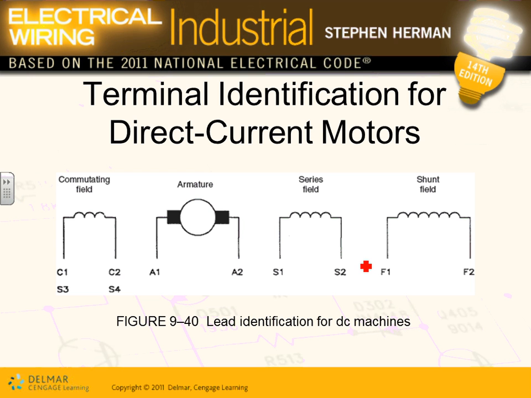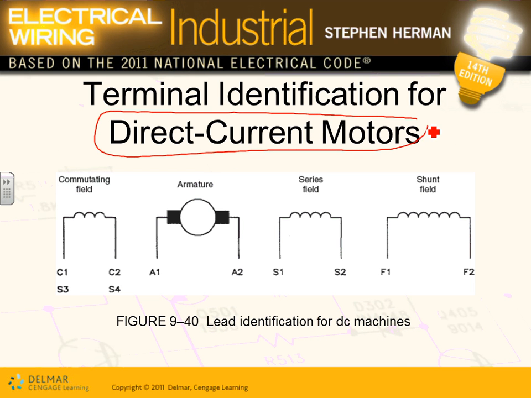If you have DC motors, and you guys also wire a few of them, they come labeled in the following way. The armature comes labeled A1 and A2. This is on the test next week. It will tell you how to label a DC motor. The armature, which is the rotor, comes as A1, A2. The series field comes as S1, S2. The shunt field comes as F1, F2. And the compounding field comes as C1 and C2, or S3 and S4. These are how they are labeled.